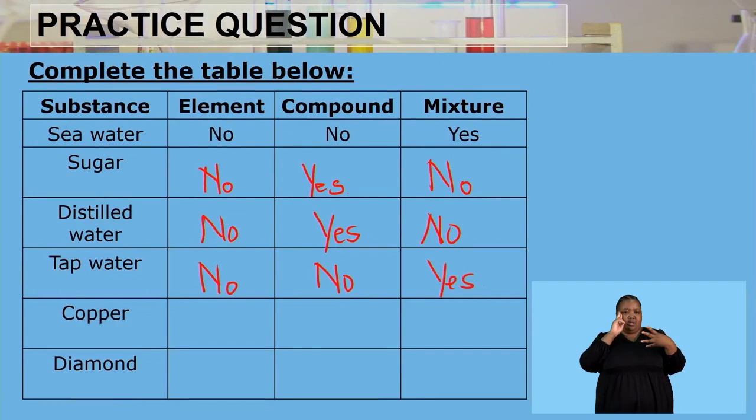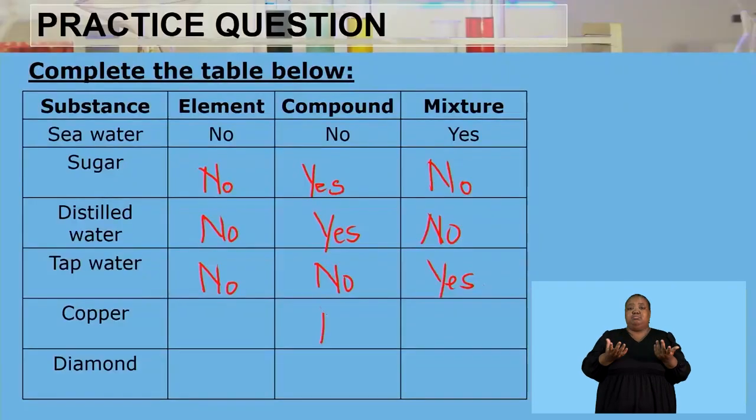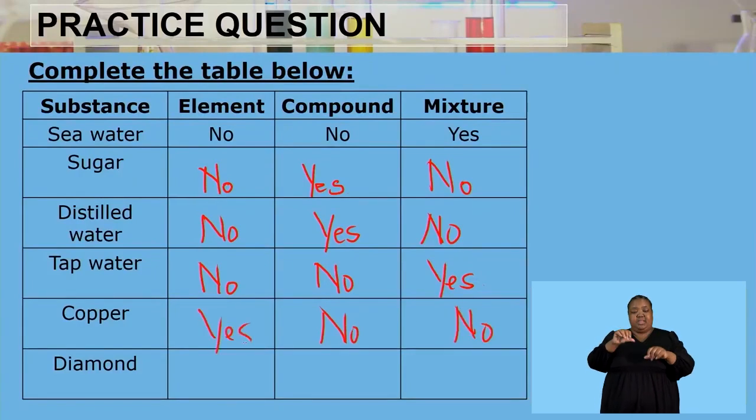Then the second last one, copper. Remember, if we can find it in the periodic table, it's an element. So copper, yes, we can find in the periodic table. It's not a compound, also not a mixture. So it is not a compound, not a mixture, but it is an element.